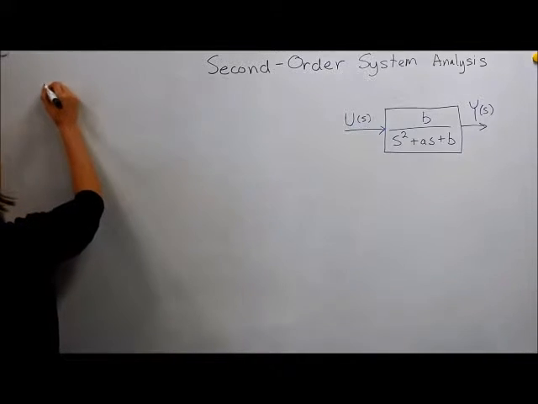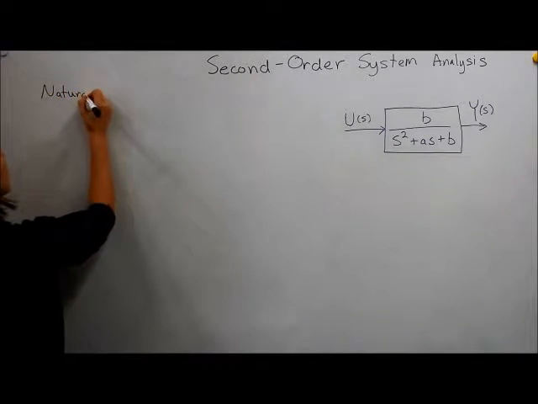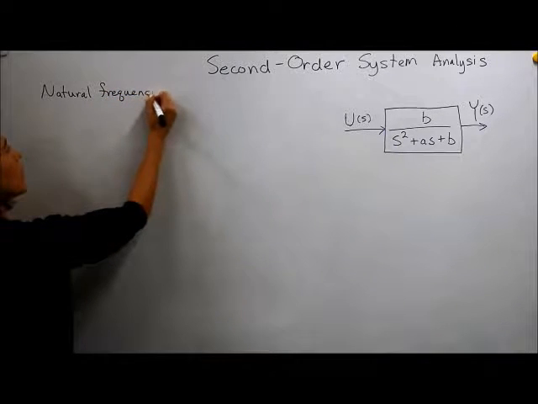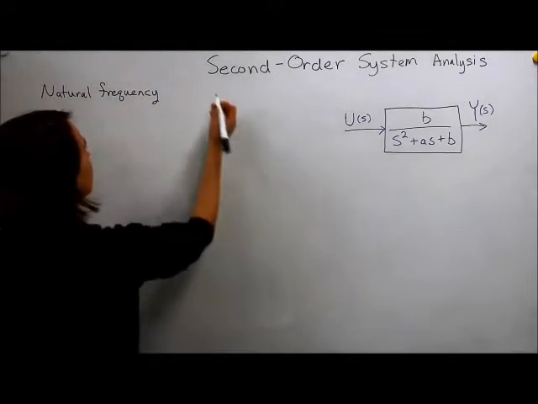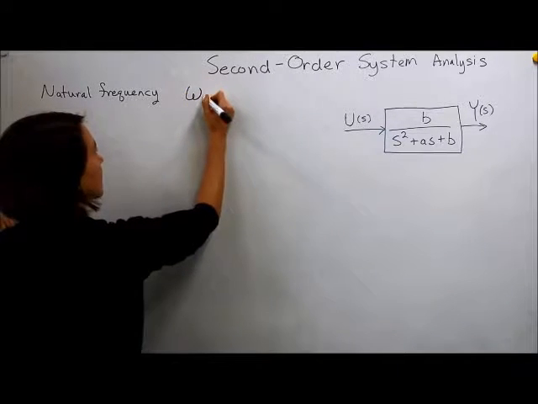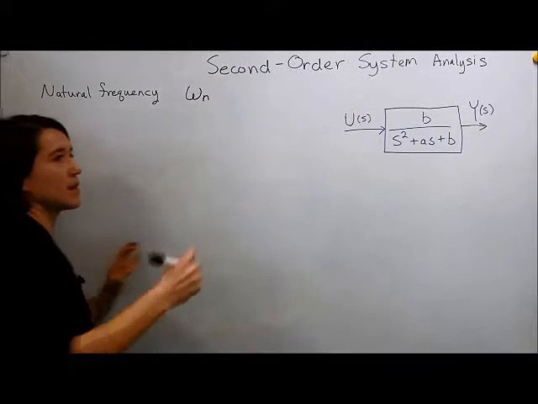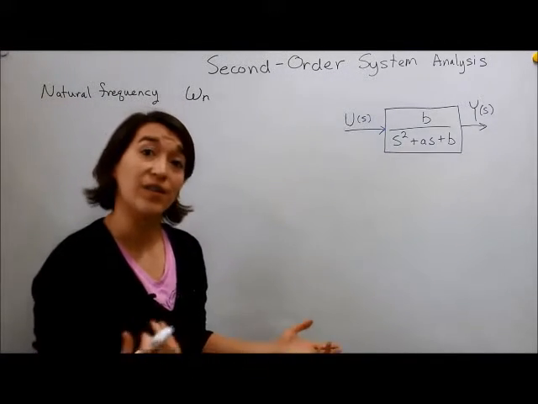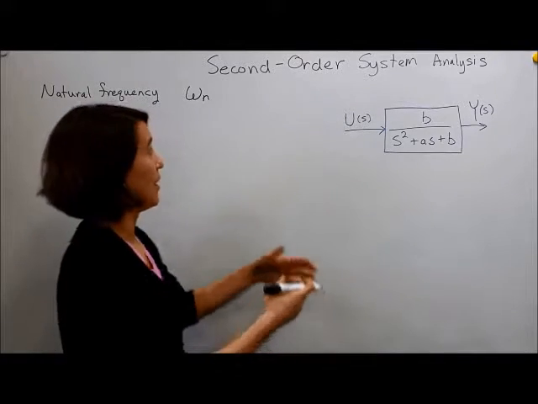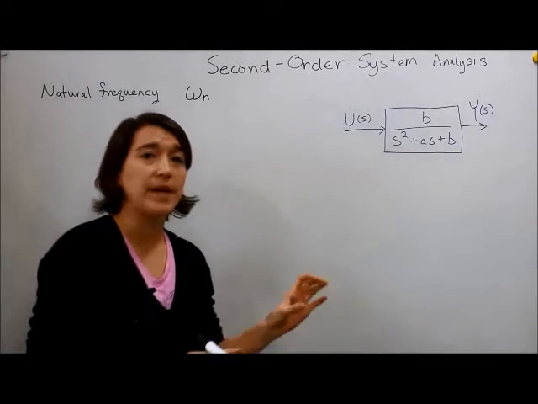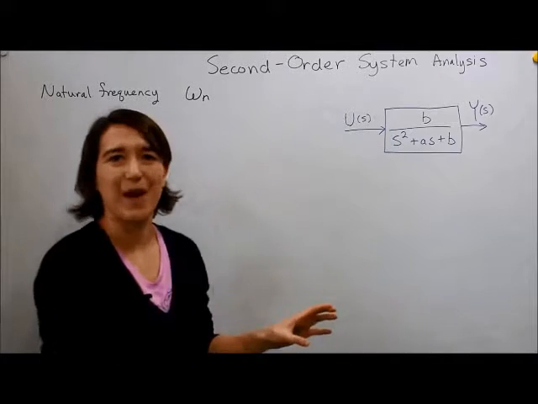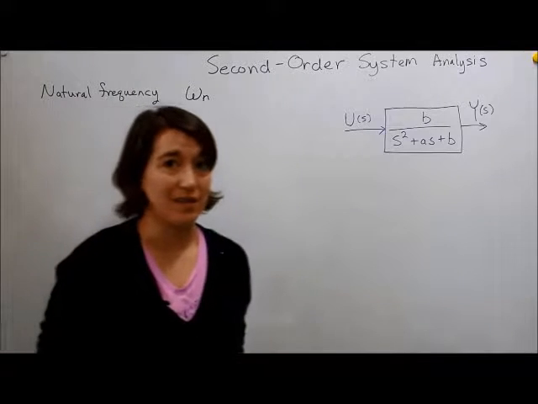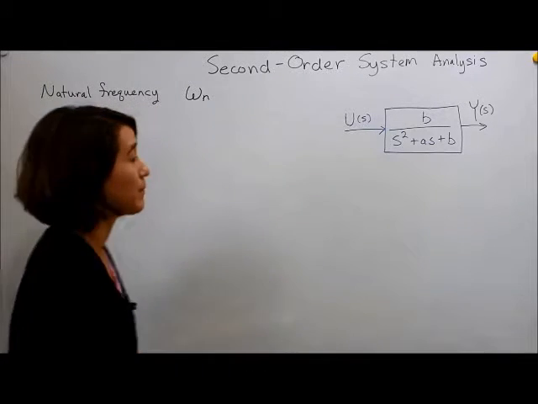So we have something called the natural frequency. Okay, and we denote it as an omega sub n. And this is the point where the system tends to oscillate. So for example, in an RLC circuit, the oscillation point where the impedance of the inductor and the capacitor cancel each other out, that would be the natural frequency of the system. So where the system tends to oscillate.